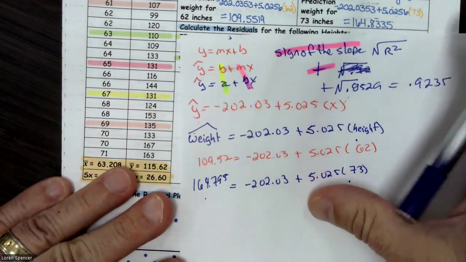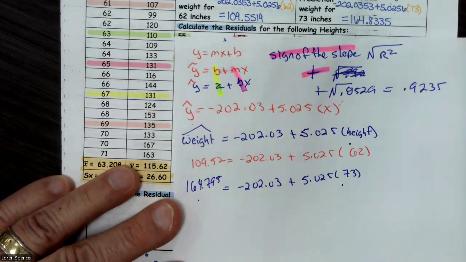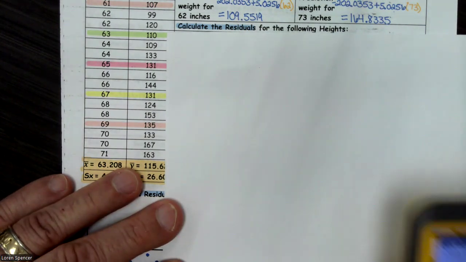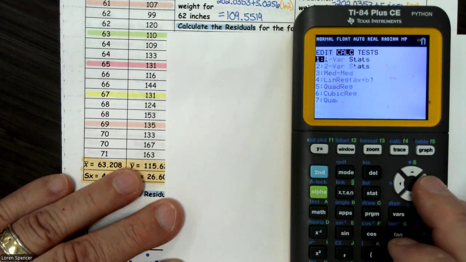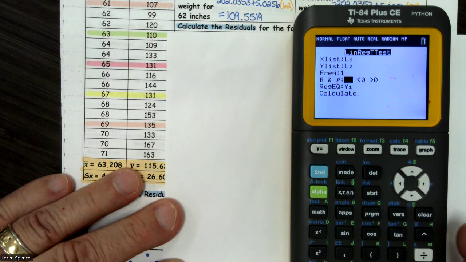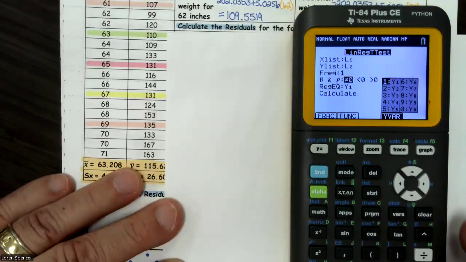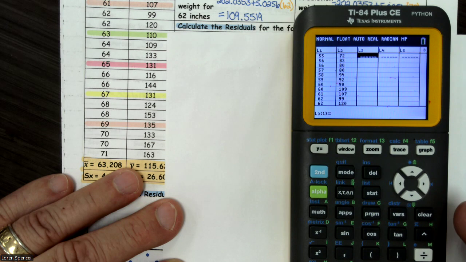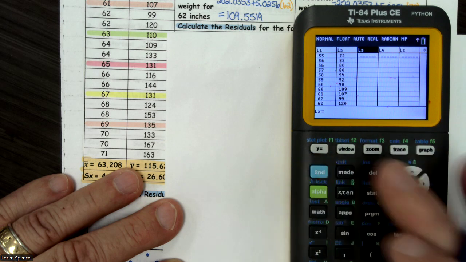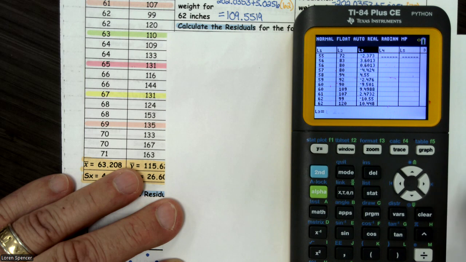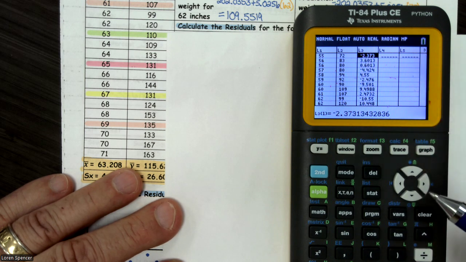The next thing says calculate the residuals for the following height. Well, to calculate the residuals, we're going to have to do some work. We're going to go back and run our test again. Stat, test, letter F, alpha trace. And we're going to go to stat edit. We're going to go to the top of L3, and we're going to press blue, followed by the stat button, scroll down to residual, and press enter, and it populated the residuals.